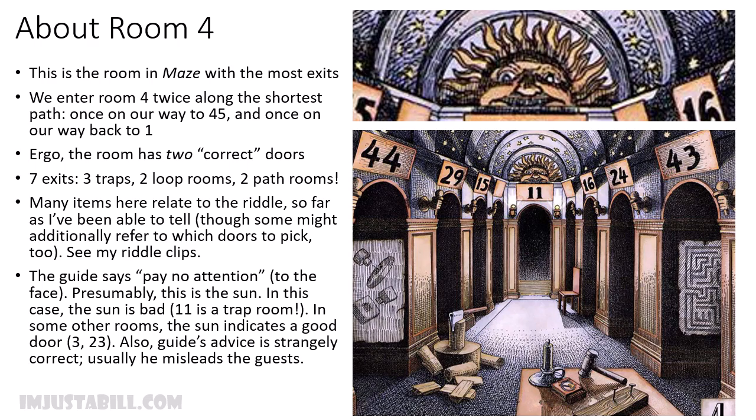We do it once on our way to room 45, and we re-enter this room again on our way back from 45 to 1. So technically speaking, this room has 2 correct doors. And out of the 7 exits, there are 3 trap room doors, 2 loop room doors, and 2 path room doors. So obviously the 2 path room doors end up being the correct ones. So it's a matter of which ones do you pick and which ones do you pick first.